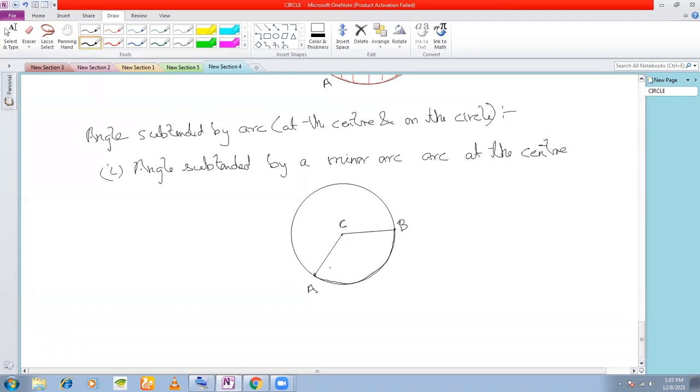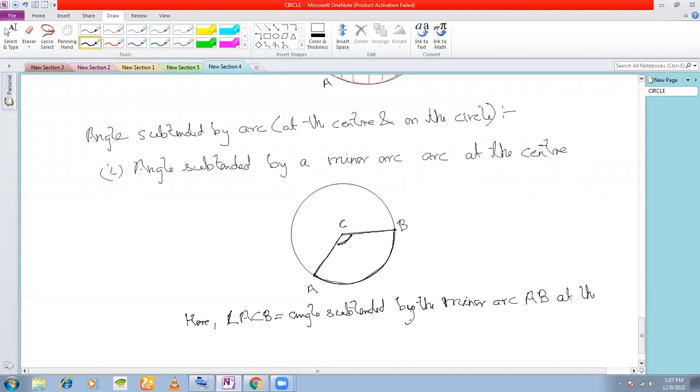Now if you see this minor arc here and the two bounding radii, this one and this one, it forms an angle here, right? So here, this angle ACB is called the angle subtended by the minor arc AB at the center. Definition of this is clear?